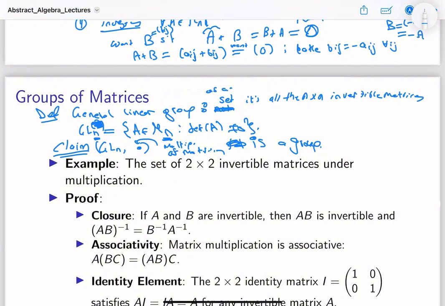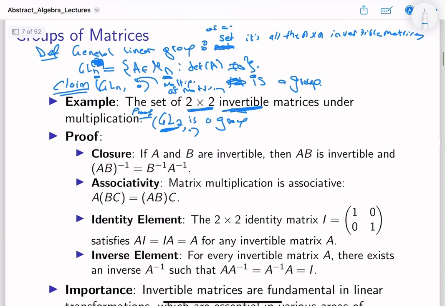Now, just for sharpening your understanding of what a group is, let me just tell you the proof for GL2. So we're gonna prove GL2 is a group. So GL2, I remind you, is the set of all 2 by 2 invertible matrices, i.e. those with determinant not equal to 0, or those where the inverse exists. And we're gonna take the operation to be matrix multiplication. So let us prove this.